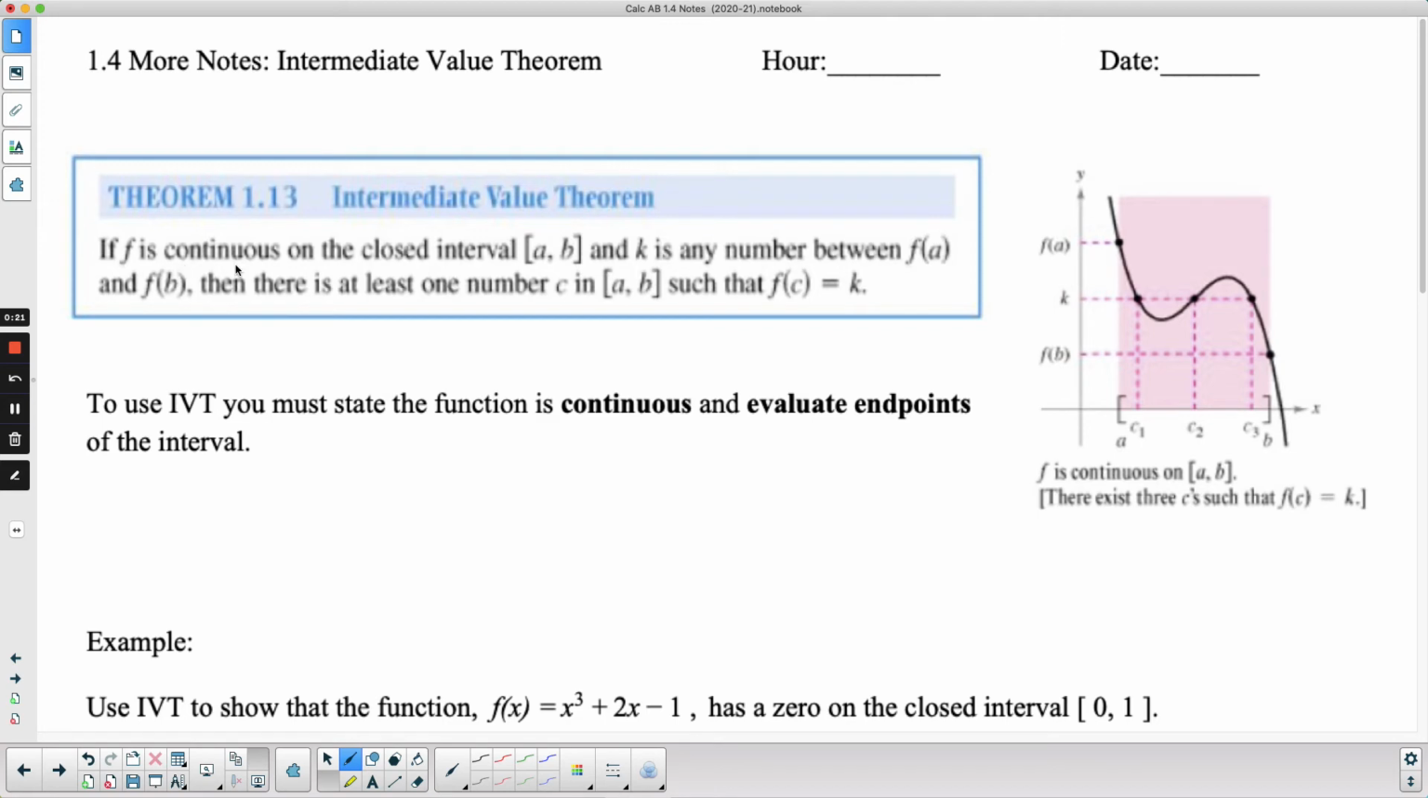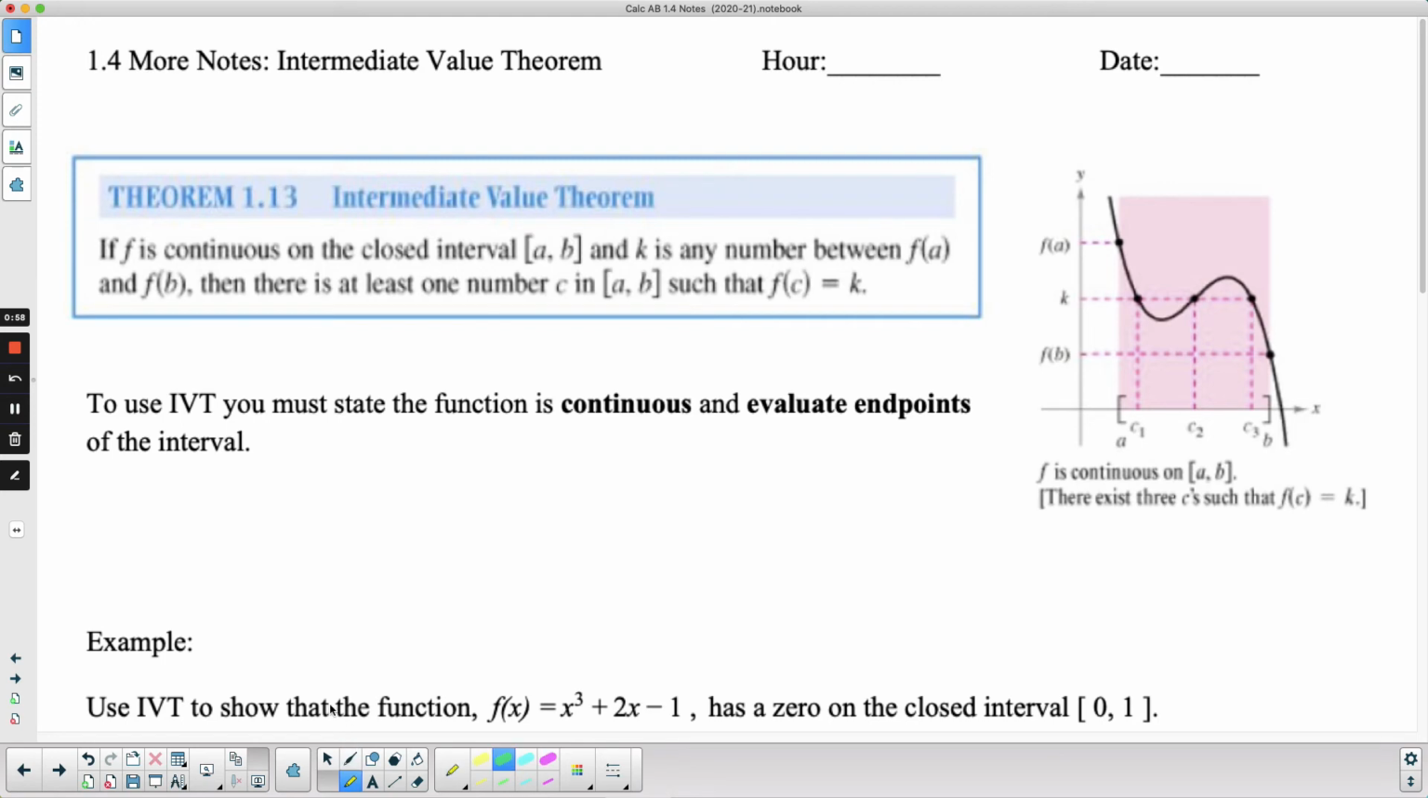So if f is continuous on a closed interval a to b, and k is any number between f of a and f of b, then there is at least one number c between the endpoints of the interval such that f of c equals k. So if we can confirm that something is continuous on a closed interval and confirm that this k value is between the y values of that interval, then we should be able to confirm that there is a c in there such that f of c equals k. So that y value is between those two y values of the endpoints as well.